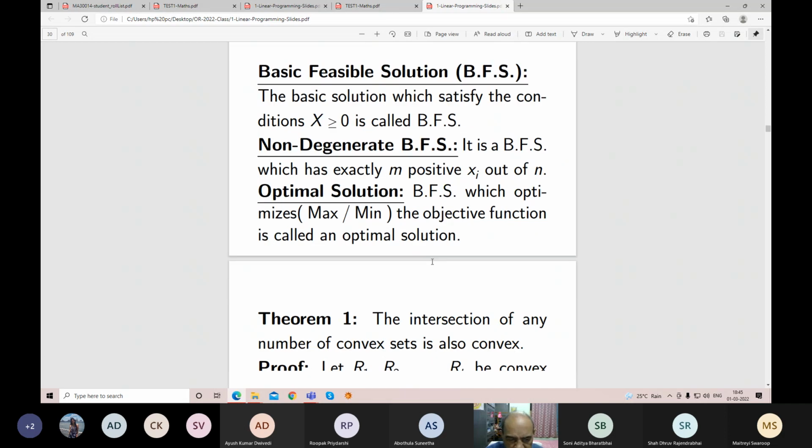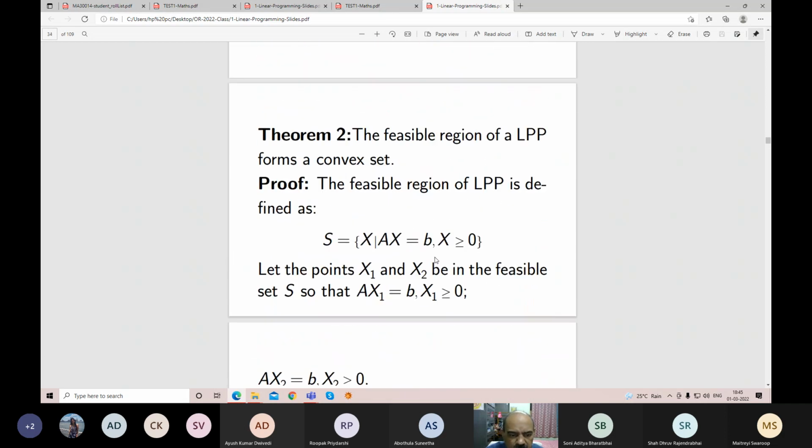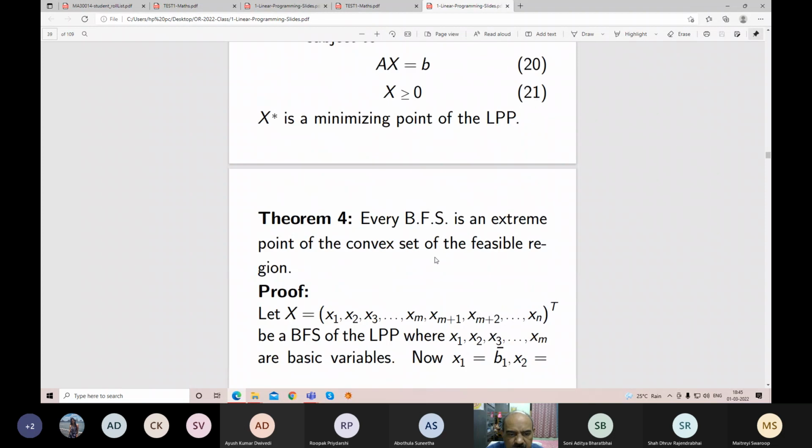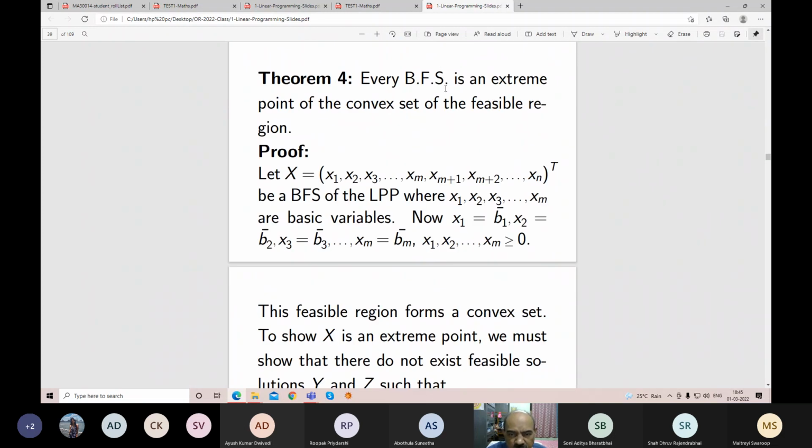Forget about that. I am coming to the theorem. Which theorem is it? Every basic feasible solution is an extreme point of the convex set of the feasible region. So the number of basic feasible solutions is the number of extreme points. And the optimal solution occurs at an extreme point only. This Theorem 4 is very simple, but something you have to understand thoroughly. Theorem 4, you have understood? Anybody who has not understood, I will explain again.